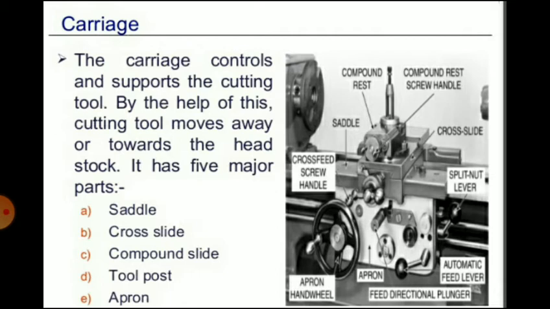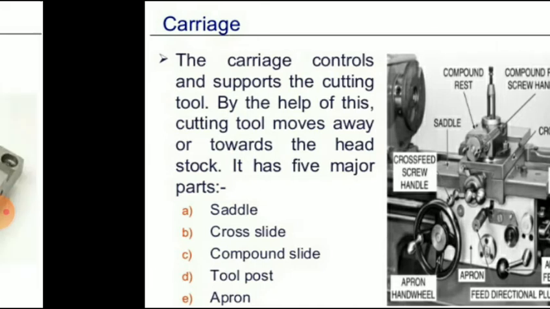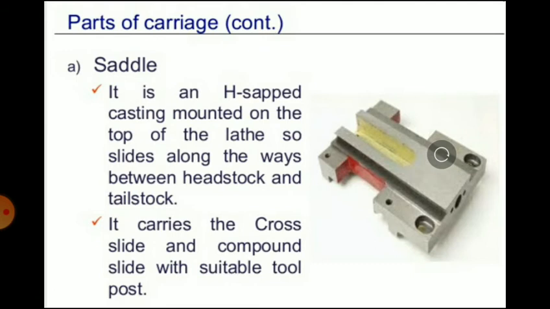So you can see in the diagram the middle part of the lathe machine. It is an assembly of several parts. It consists of saddle, cross slide, compound slide, then the tool post, apron. So the carriage is an assembly of several parts. This assembly is called the carriage, and it is mounted at the middle part of the lathe. Now we will see the function of the parts of the carriage. First is saddle.